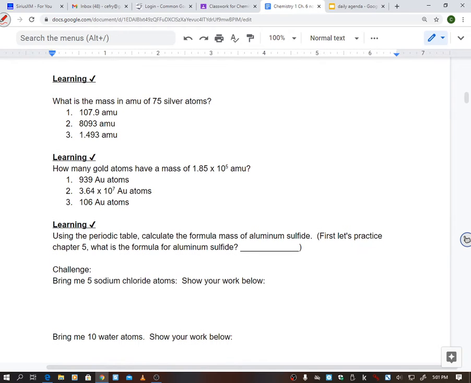The learning check says, what is the mass in AMU of 75 silver atoms? Now this is amazing, guys. I cannot say this enough. I have kids every year fight me tooth and nail with these conversions, but this is something I use in everyday life. I use conversions all the time. It doesn't even have to be chemistry related. Like, I use conversions a lot in life. And what helps me is this fact that I know that whatever they give me is what I'm writing down.